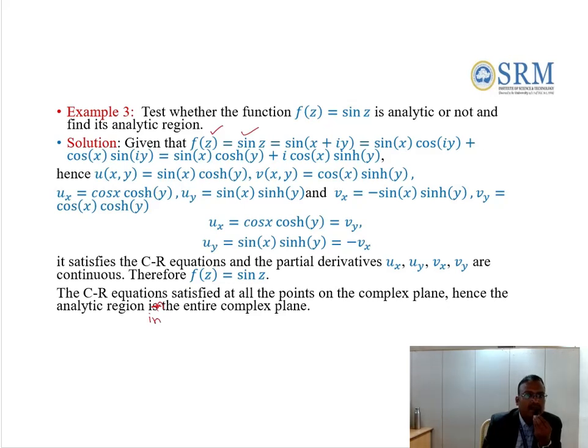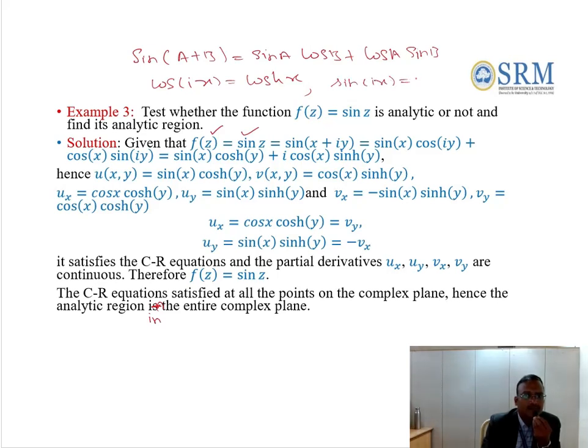And we have to use the trigonometric identity. What is sin of a plus b? Sin of a plus b is sin a cos b plus cos a sin b. And another identity, cos ix is equal to cosh x. I is a complex number. Cosh x means it is a hyperbolic function. And similarly, sin ix is equal to i sinh x. Okay, these are the identities which we are going to use.